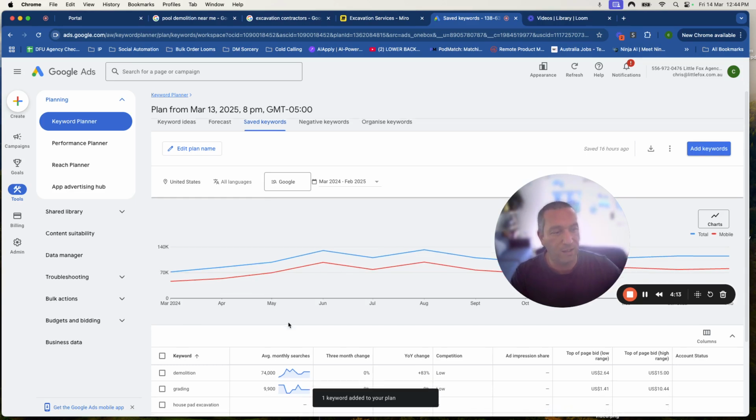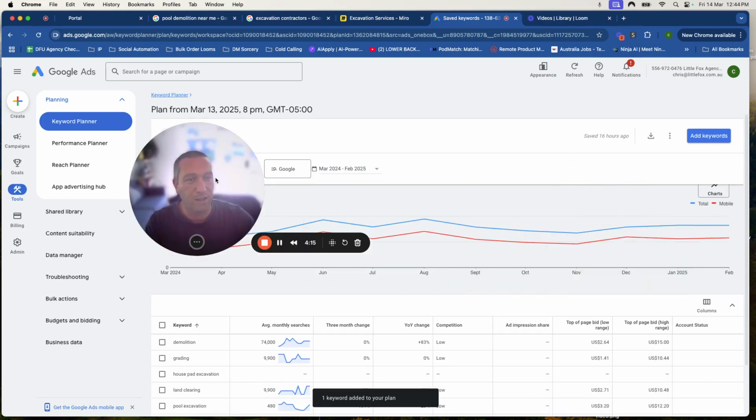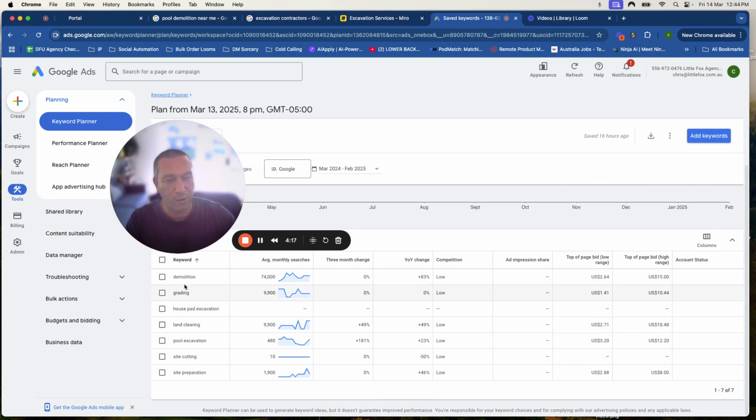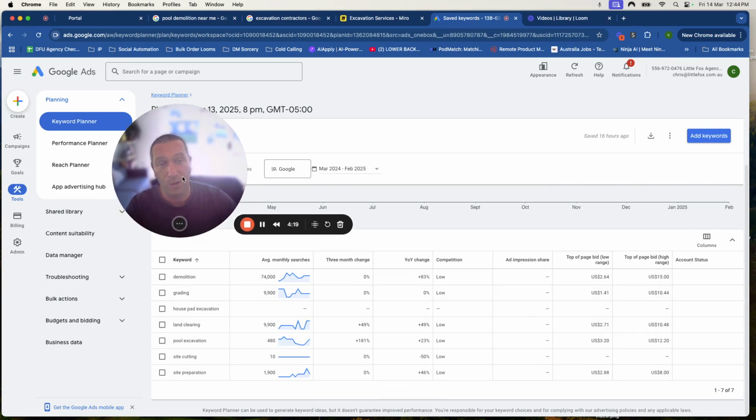The nice thing is, it's going to show you a whole bunch of information which you can use. For the purpose of this, what we're looking for is the cost per click. That's this column here, which says top of page bid, high range and low range. For demolition, for instance, the lowest range I'm going to get is $2.64, and the highest range is going to be $15.